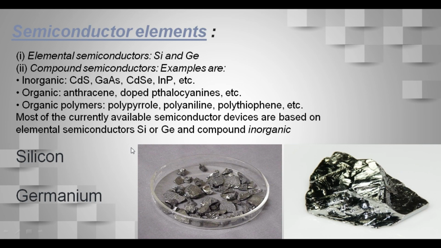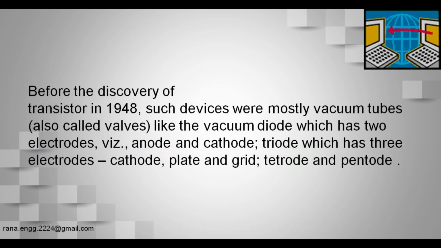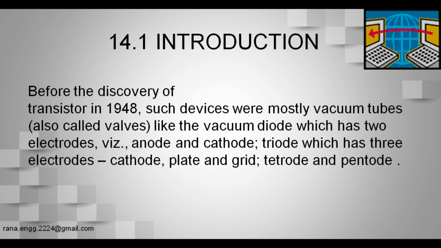The very first thing you have to remember throughout this subject is that silicon has 14 as its atomic number and germanium has 32 as its atomic number. This is very important. Both of them have 4 valence electrons in their outermost shell.